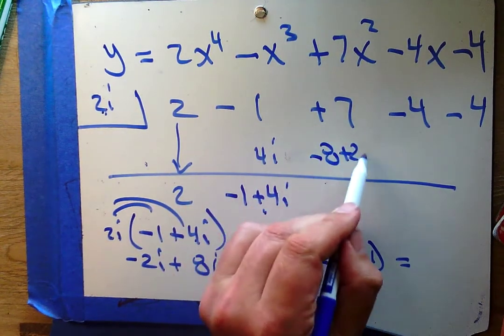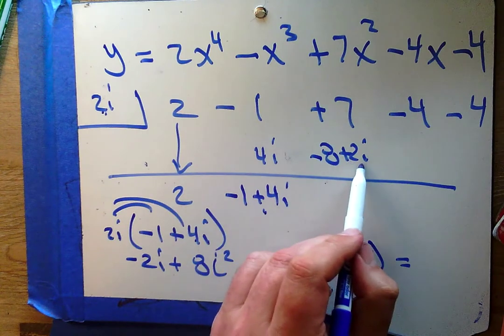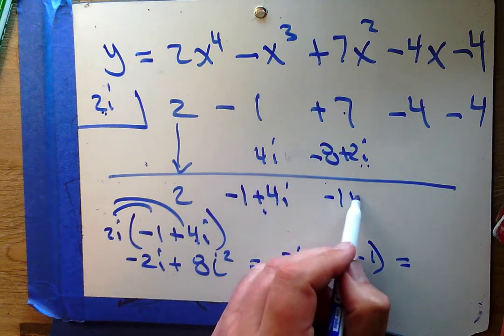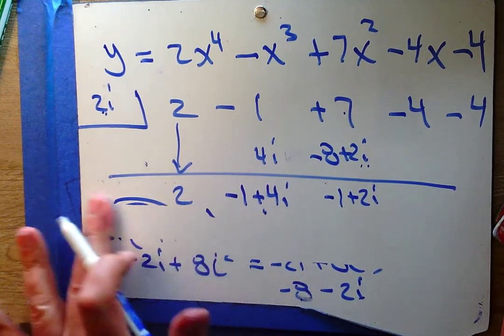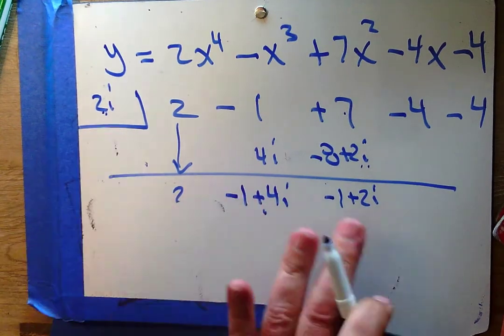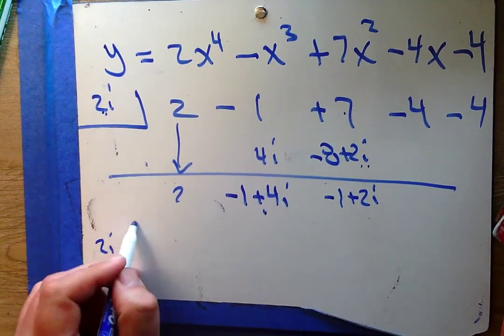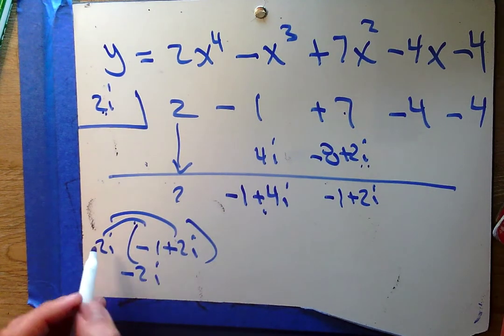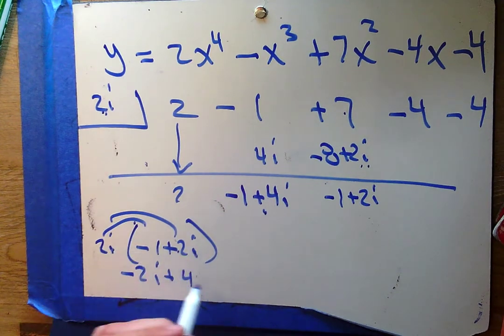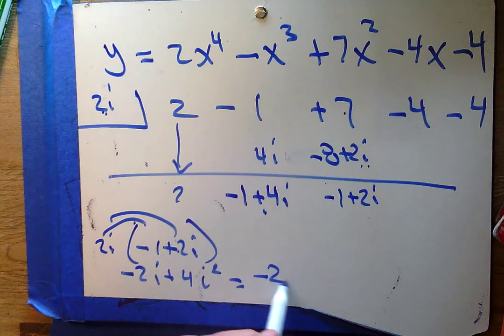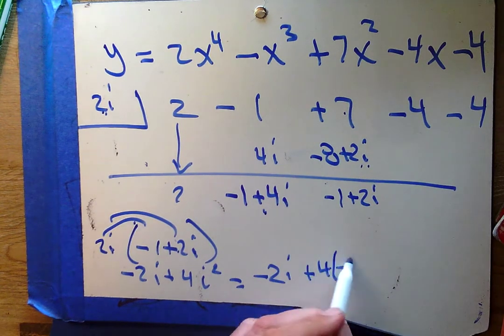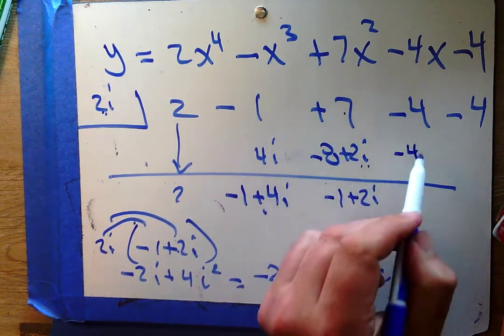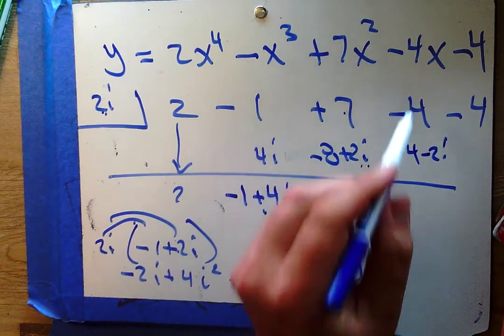Negative 8 plus 2i. And I add these together. No, I can't add this with this because this has an i and this doesn't. But I can add these and get negative 1 plus 2i. So what is it that I need to do now? I need to take this and multiply it to this. So 2i times negative 1 plus 2i, and I distribute with negative 2i. 2 times 2 is 4. i times i is i squared. Well, we just said that i squared was negative 1. And so I end up here with minus 4 minus 2i. And then I add these.